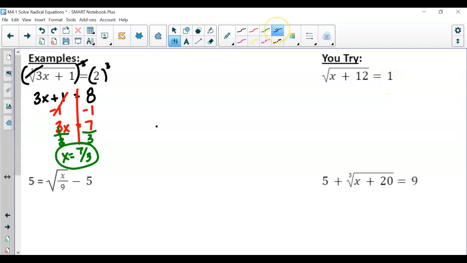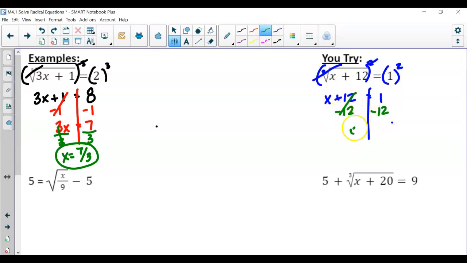And here we go. So same thing. We had the radical, everything inside. So now raise both sides, but not to the third power, right? To the second power. So this radical cancels out. Bring down what's inside. X plus 12 is equal to 1. Now here, all you had to do to solve for x, you were adding 12 to it. Subtract 12. And x is equal to negative 11.